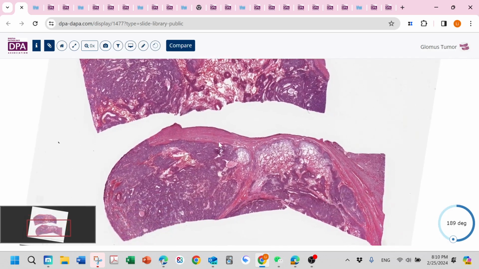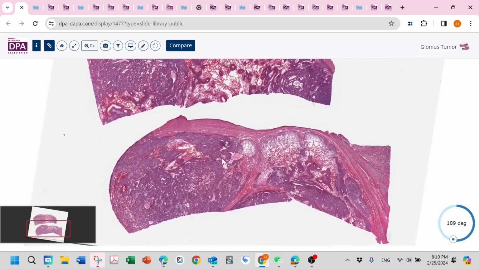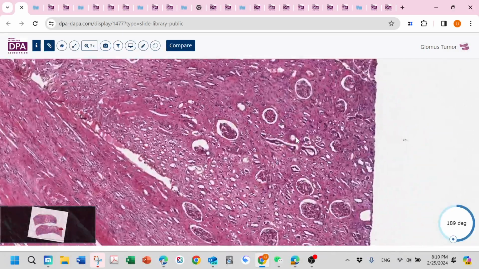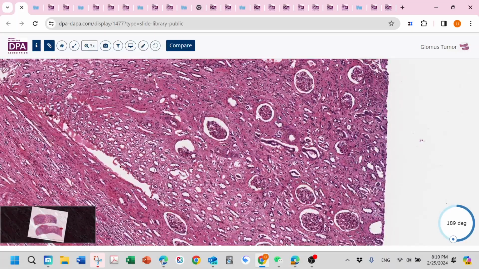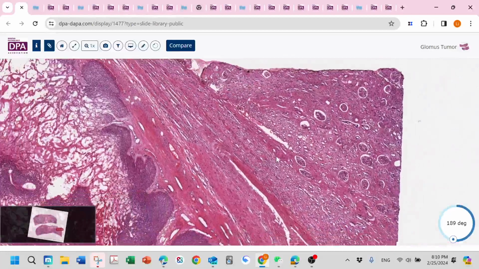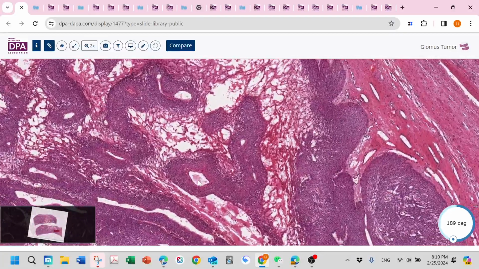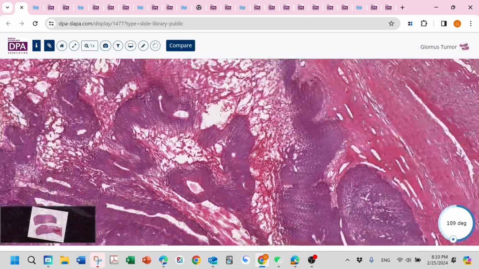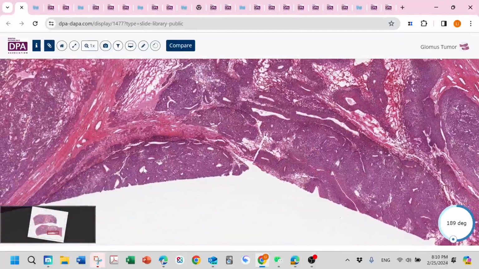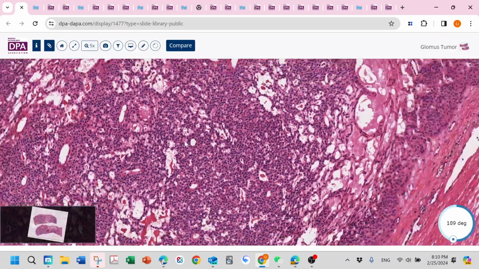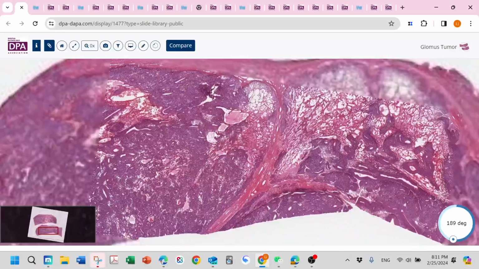Let's see one more sample. This one is bigger, maybe in deep soft tissue. This one seems to be in the kidney. We can see glomeruli, but we can still see the same process here. All these monotonous blue cells try to surround the blood vessel. See, all of these cells are monotonous. So this is another example of glomus tumor.